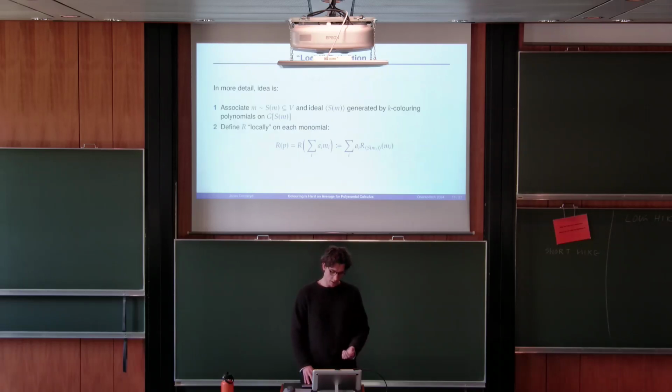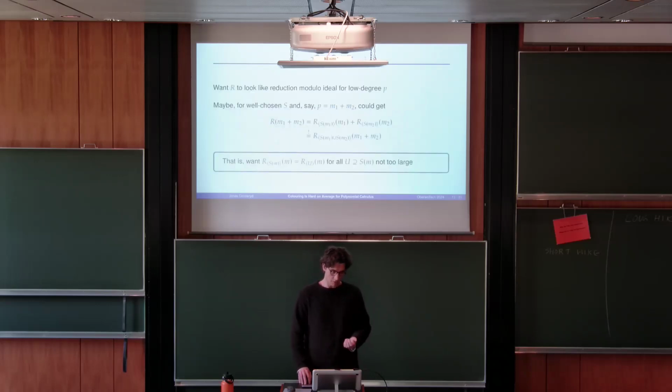So in a bit more detail, how we implement this in our paper is that each monomial gets associated, like the monomial is mentioning some vertices in the graph. It gets associated to some slightly larger set of vertices along with the ideal, which is just the k-coloring polynomials restricted to the subgraph whose vertex set is S of M. And then we define the operator locally on each monomial, meaning that we apply reduction to each monomial separately, and then we sum up the result. And that's the result of the operator.